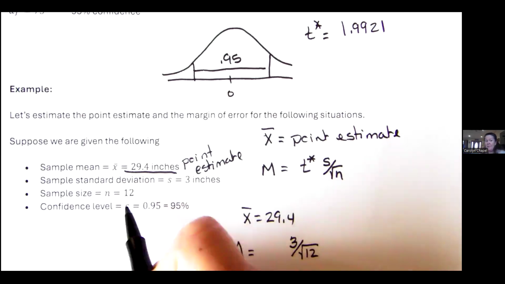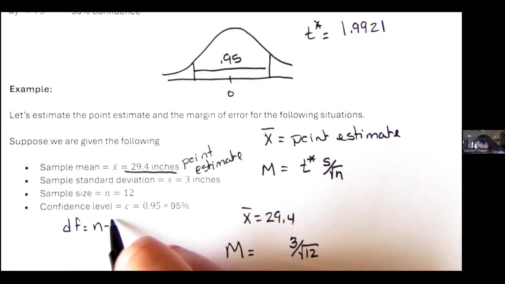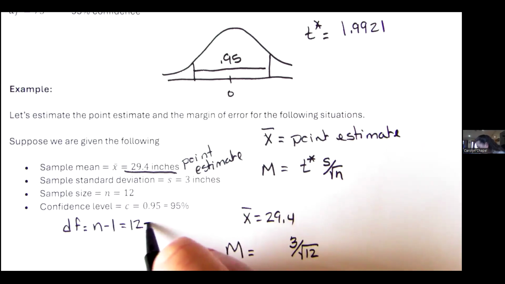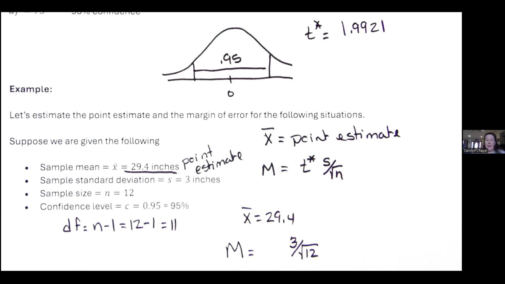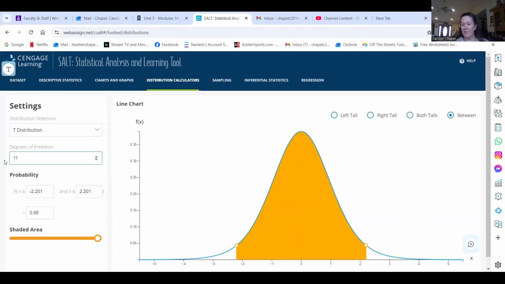So since our sample size was 12, our degrees of freedom, which is n minus 1, will be 12 minus 1, or 11. So we're going to go back to SALT to find that T star. Okay, we would have 11 degrees of freedom. You'll notice how a little bit flatter it got. And we wanted a 95%. So our T star is 2.201.